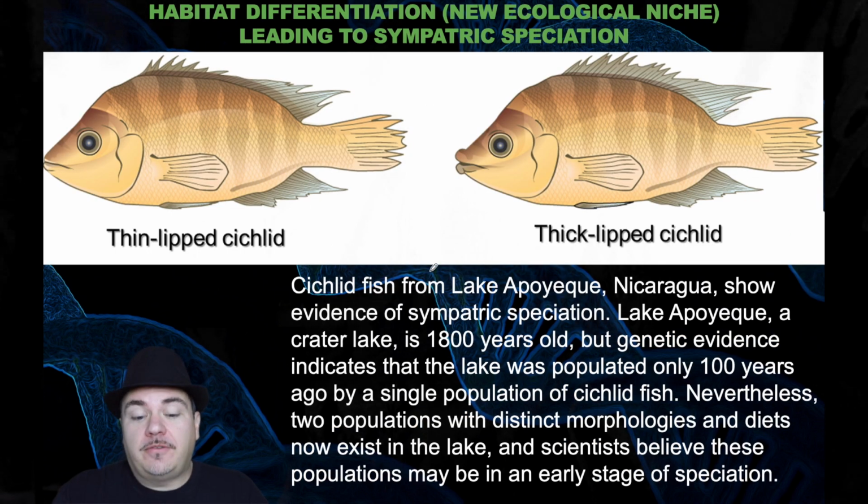So an example of sympatric speciation. Okay, this one due to habitat differentiation, so some new ecological niche. So these cichlid fish, okay, in Nicaragua show evidence of sympatric speciation. There's this lake that was populated about 100 years ago by a single population, so species of this cichlid fish. However, nowadays there are two populations with distinct morphologies, so they have different body plans. The easiest way to see it is looking at their lips here, thin-lipped versus thick-lipped. They eat different diets, and scientists believe that this is in the early stages of speciation, so these are starting to separate into two separate species.